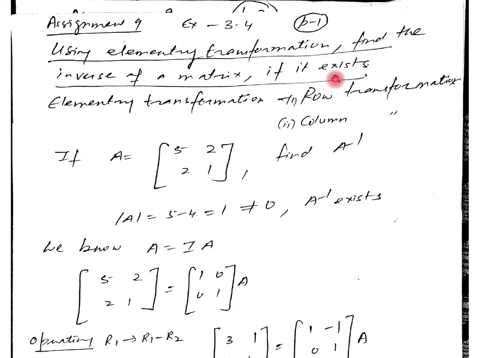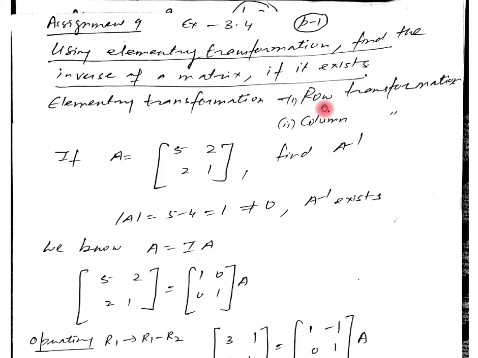Now, in the last exercise we found the inverse of a matrix by finding the cofactors, then the adjoint, and then the inverse of the matrix. But in this exercise we have to find the inverse of a matrix by elementary transformation. Elementary transformation is done in two ways. One is row transformation, another is column transformation.